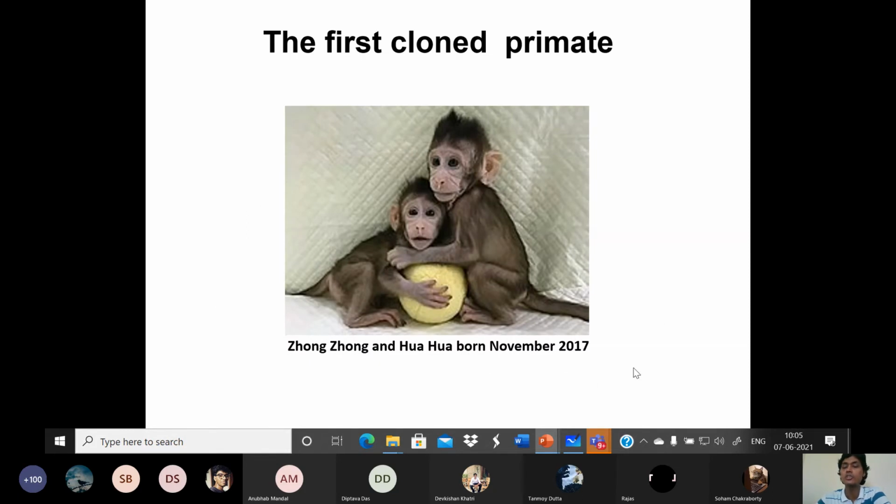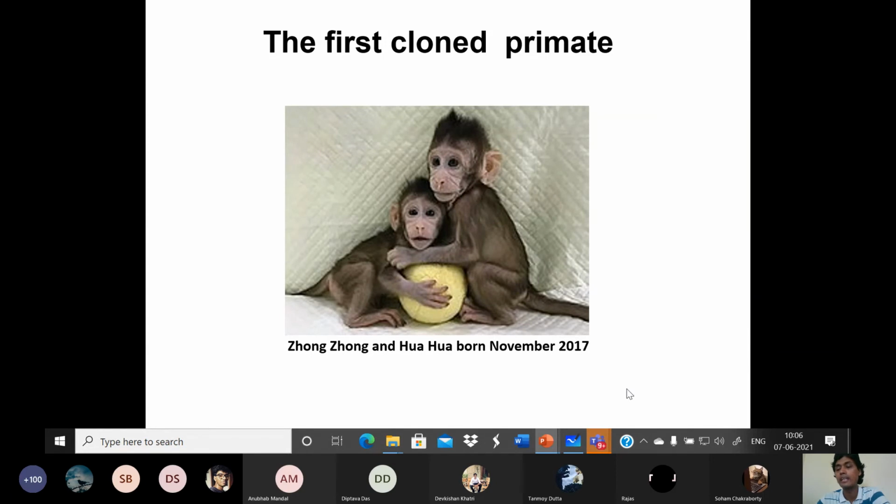So anyway, this is just to tell you about the first cloned primate. Whatever I told you before, like cat and sheep, those are mammals, but not primates. That means not very close to human. But this is close to human, some monkeys, right? Their names are Zhongzhong and Huahua. They were born, I believe, in China in 2017, right? This is a crab-eating monkey, and again it is the first cloned primate.